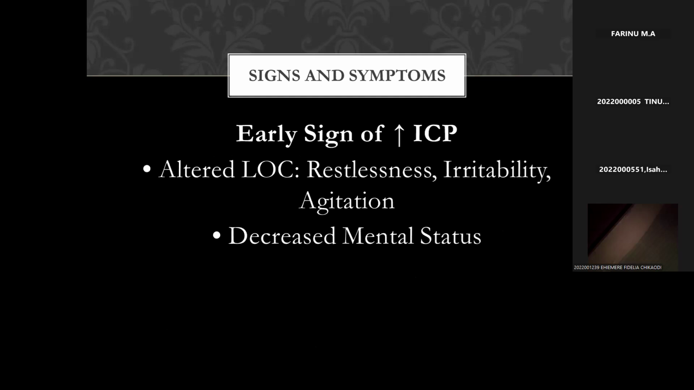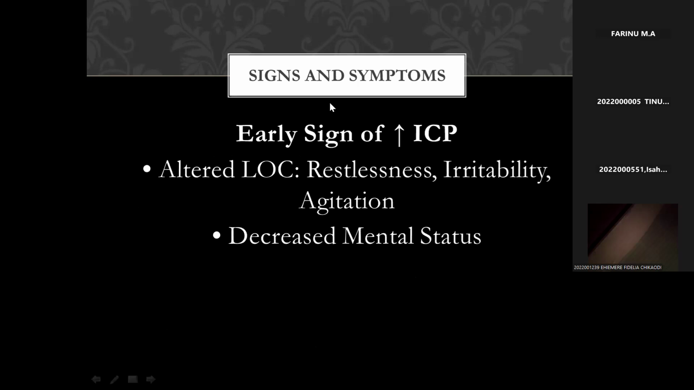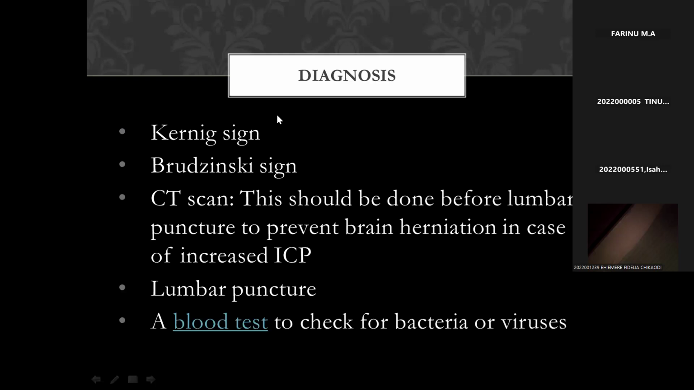Now, what are the early signs of increased intracranial pressure? The first sign you see in your patient is restlessness, altered level of consciousness, restlessness, irritability. The patient will be agitated, and there will be decreased mental status. The mentation of the patient will be altered immediately. Those are the early signs of what? Increased intracranial pressure. Are we together, please? Am I making sense?